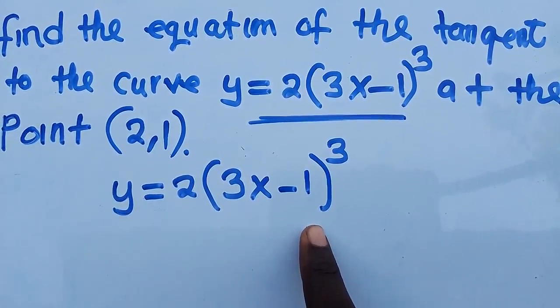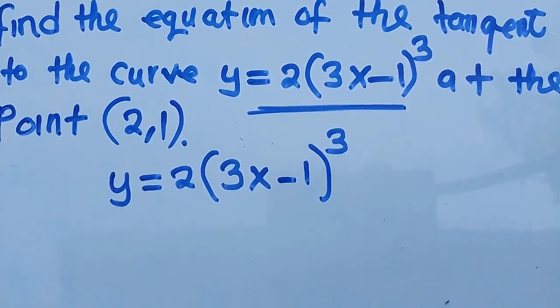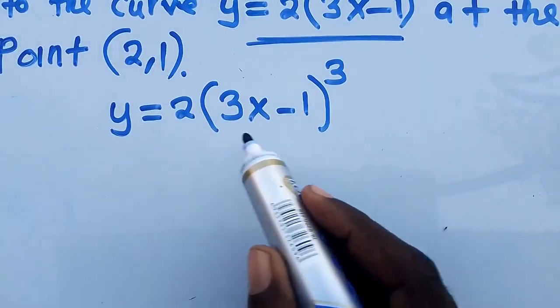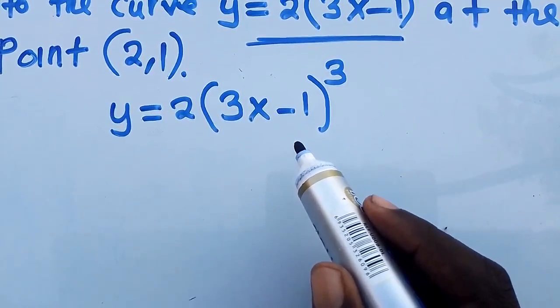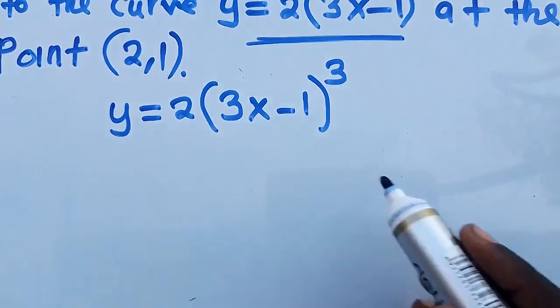You need to use the chain rule. So we need to use the chain rule. How do we use the chain rule? What you are going to do is, we want to differentiate this. So the first thing you need to do is to differentiate. So how are we going to differentiate?